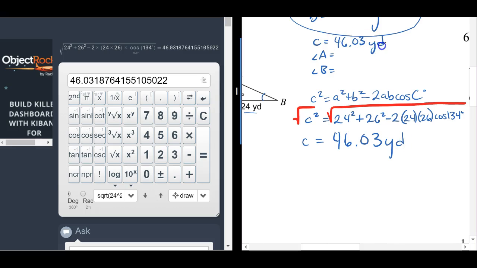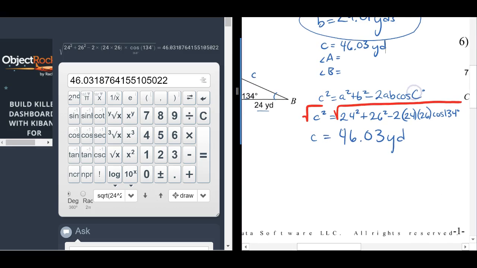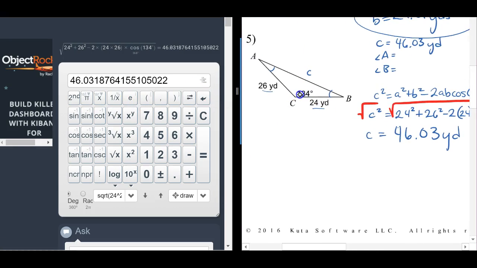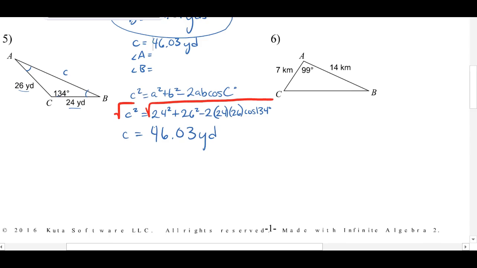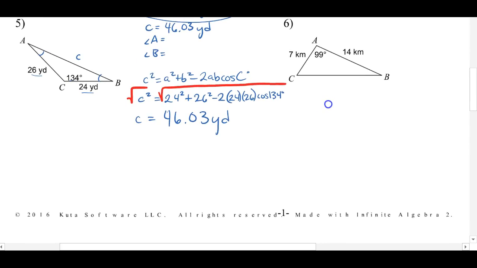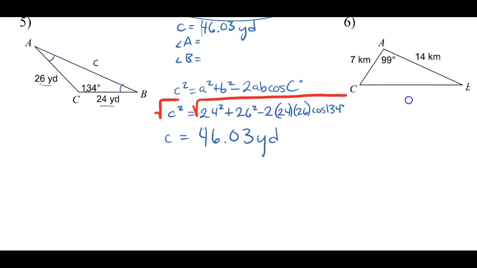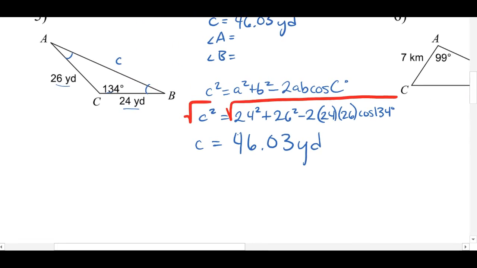46.03. And the nice thing is, once I find one side, let's see if I can get rid of this. There we go. Once I find one side using the law of cosines, then I don't have to use the law of cosines anymore. Then I can just use law of sines, because now I have a pair. Alright, so 46.03, so there's my pair now. So now I still need to find two angles.